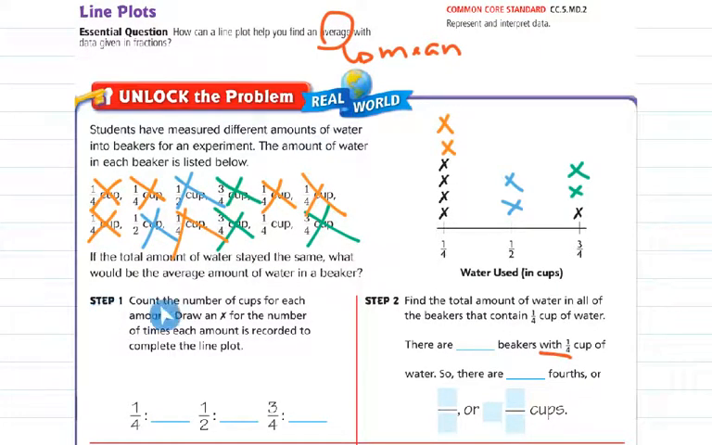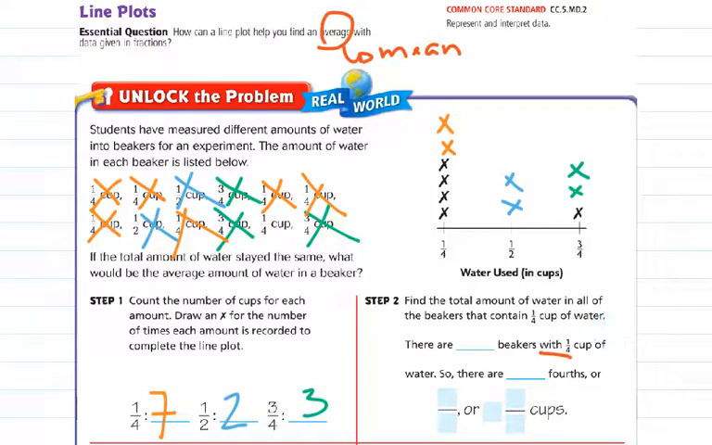So it says step 1, count the number of cups for each amount. Draw an X for the number of times each amount is recorded to complete the line plot. So let's complete this. We see 1, 2, 3, 4, 5, 6, 7. So there are 7 1/4 cups. Next, we see that there are 2 half cups, and that there are also 3/4 cups.